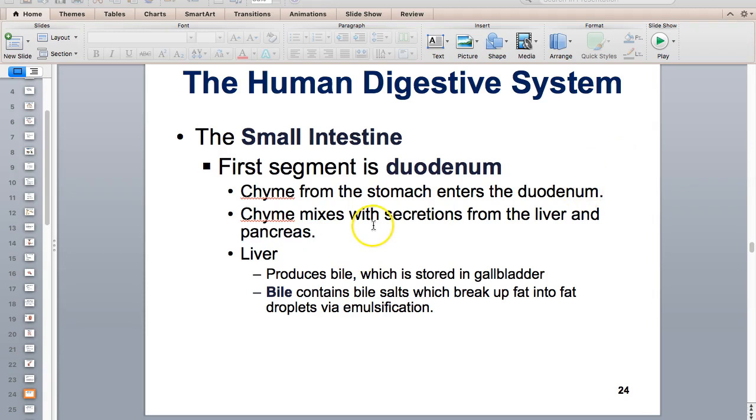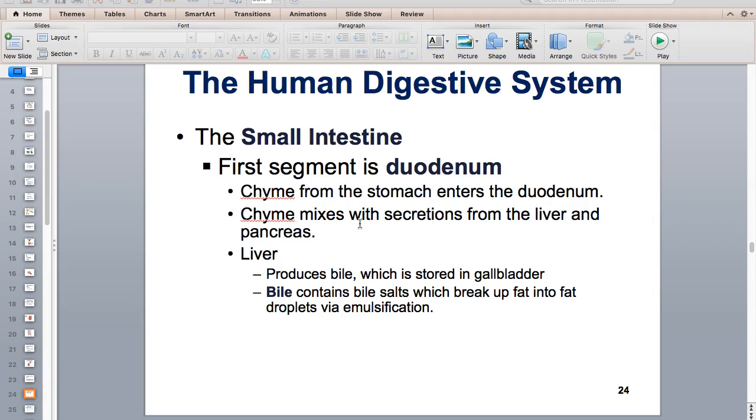Here, what will happen is that this chyme from your stomach will mix with secretions from the liver and the pancreas. So remember I mentioned these accessory organs of the digestive tract. One we already talked about, which is salivary glands that secrete salivary amylase. Here are two others, so the liver and the pancreas. Now, the liver has other functions as well, but it also has a digestive function.